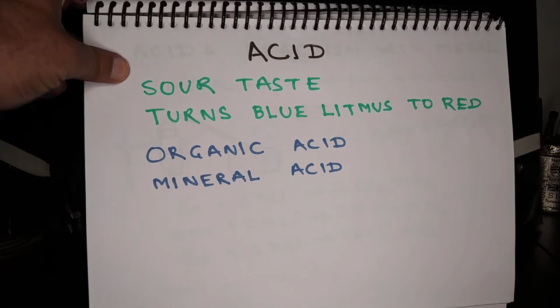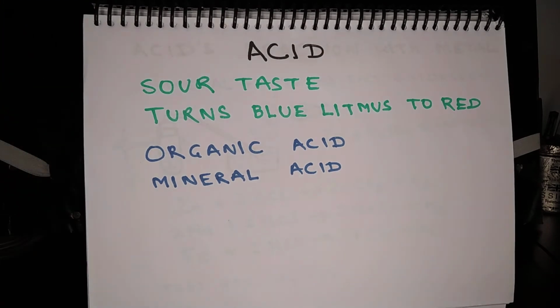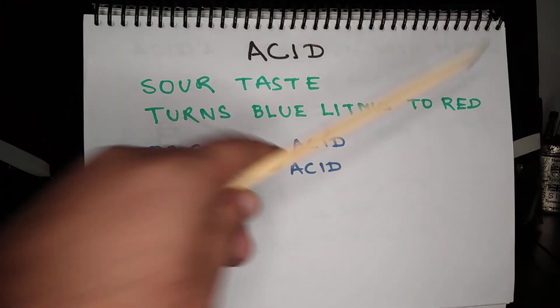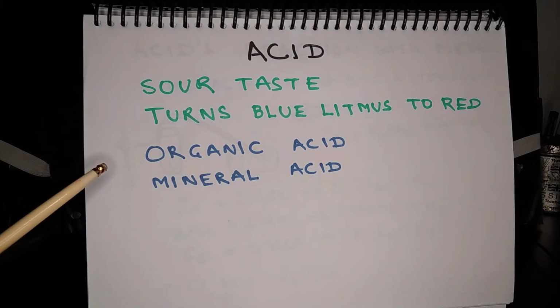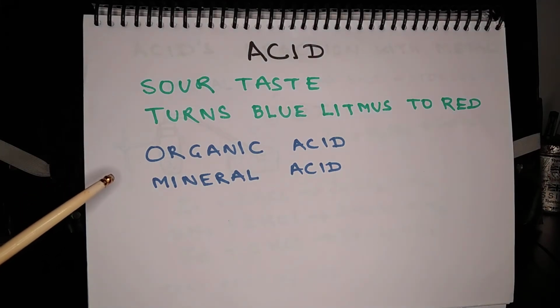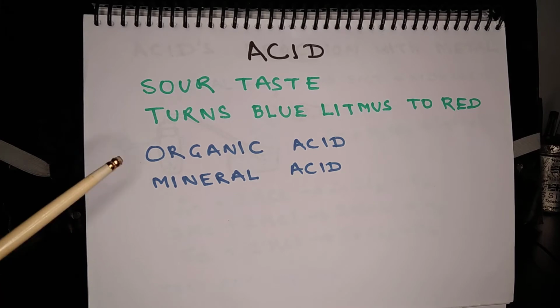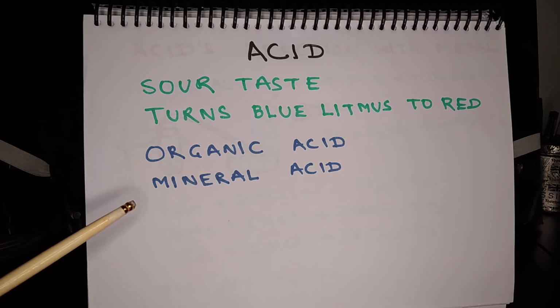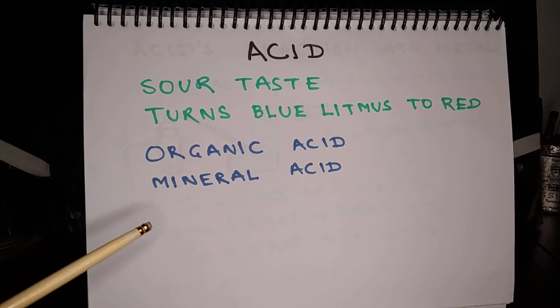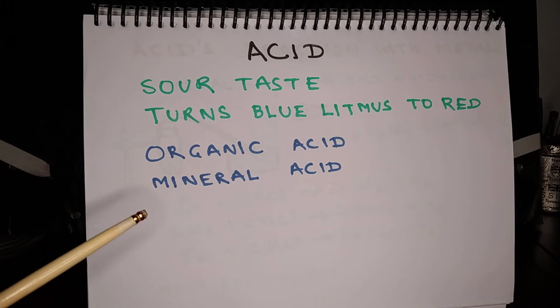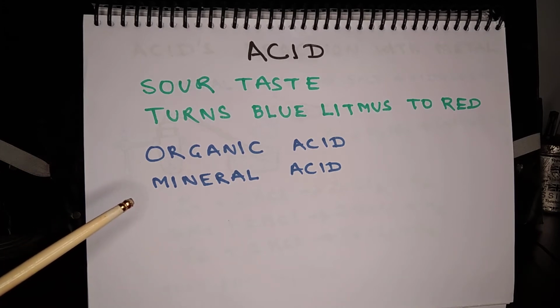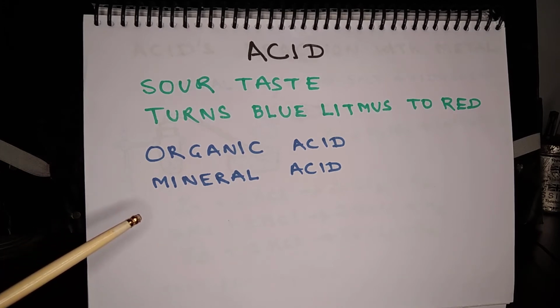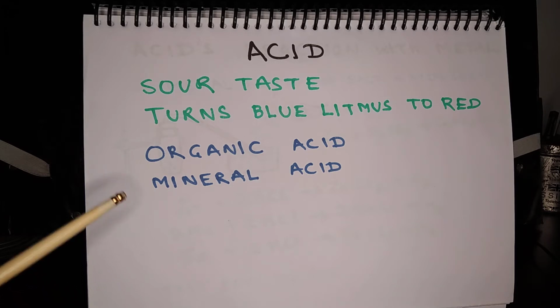What is an acid? Acid is a substance which has a sour taste and it turns blue litmus to red. There are two types of acids. One is called organic acid and another is called mineral acid. Organic acids are generally obtained from natural sources and they are weak acids, while mineral acids are usually synthesized in laboratory, and mineral acids are generally strong acids.